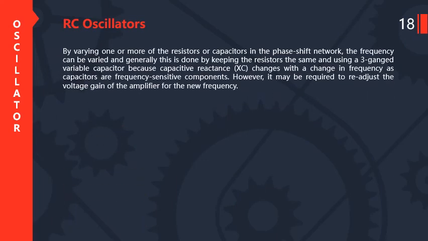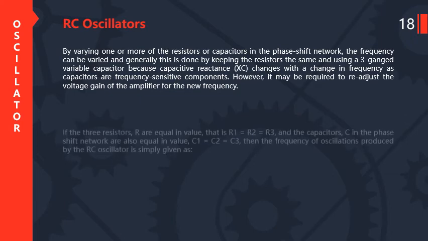By varying one or more of the resistors and capacitors in the phase shift network, the frequency can be varied, and generally this is done by keeping the resistance the same and using a three-ganged variable capacitor, because capacitive reactance XC changes with the change in frequency, as capacitors are frequency sensitive components. However, it may be required to readjust the voltage gain of the amplifier for the new frequencies.